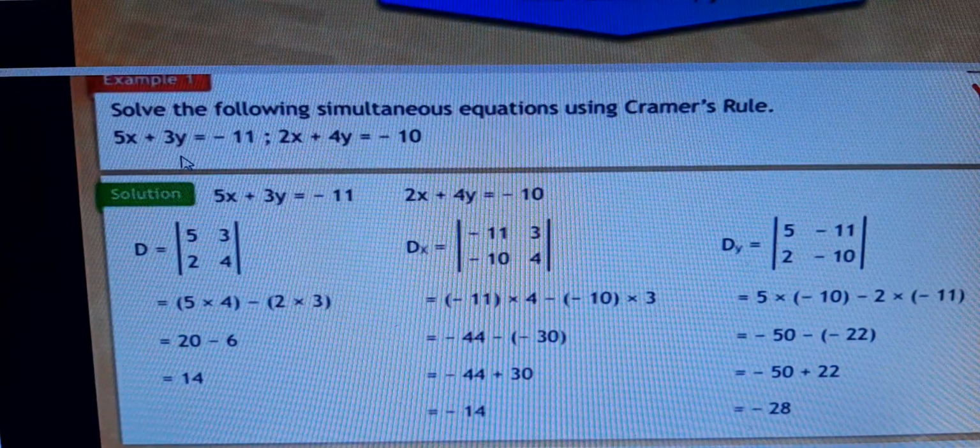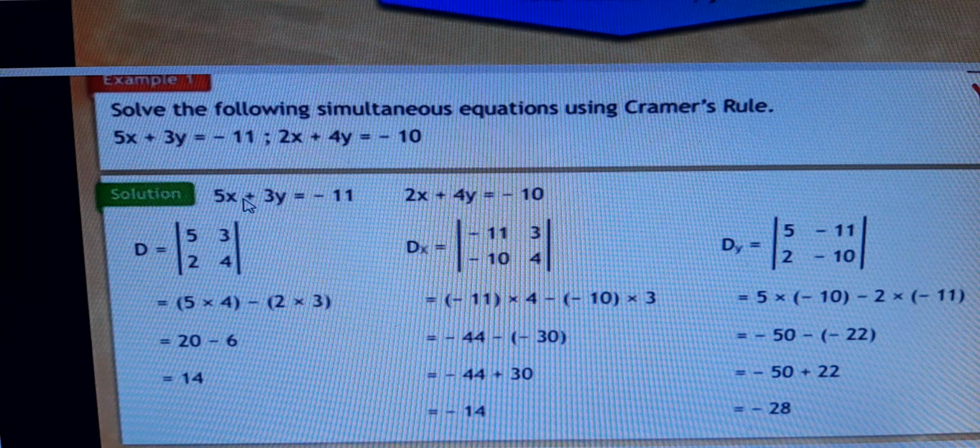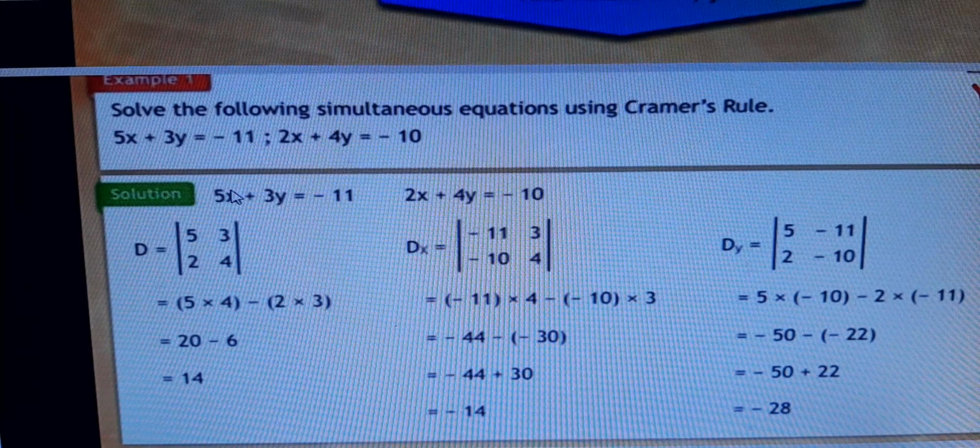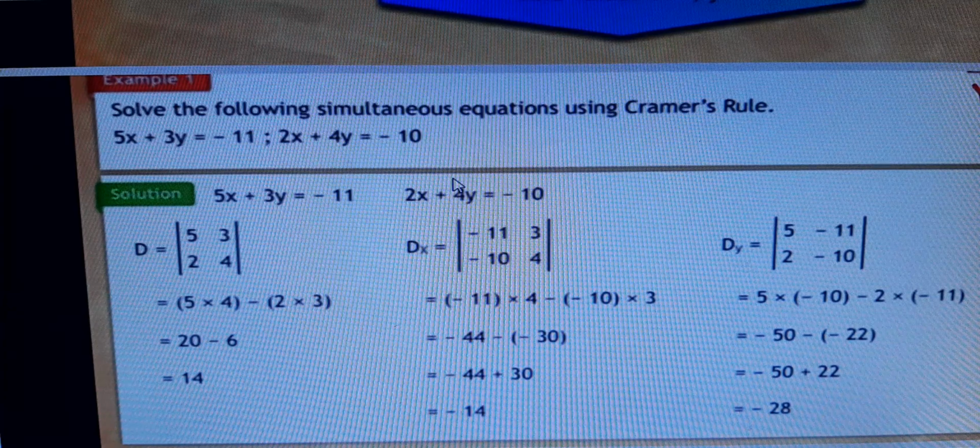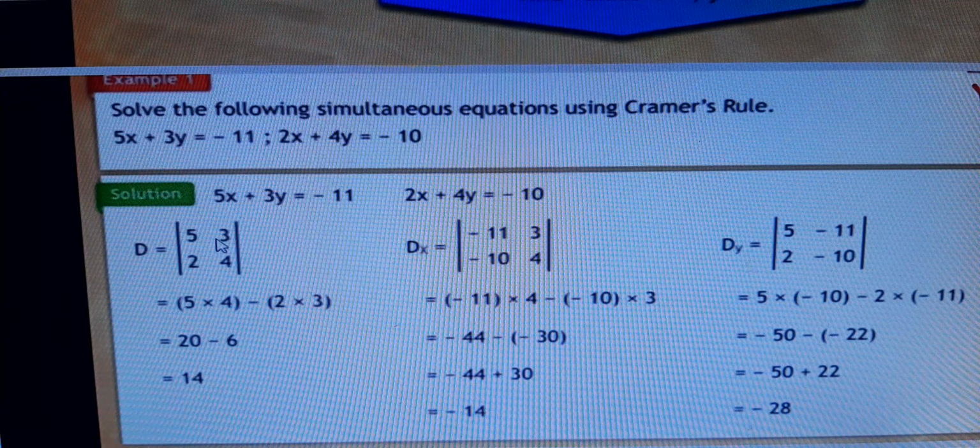See here, first example: 5x plus 3y is equal to minus 11, 2x plus 4y is equal to minus 10. See here, the first number is always the first, this is second and this is third. Give the rule number to that one: the x variable is first, the y variable is second and the constant is third. Here also first, second and third. Now for D we write 12, 12 means first and second. See here, first 5 and 3, downside also 2 and 4. This is 12: 5, 3, 2 and 4.